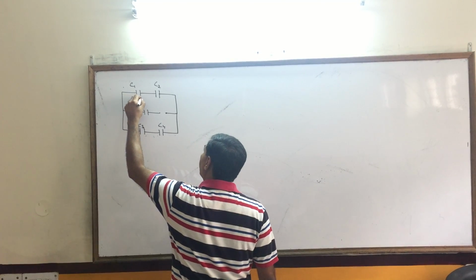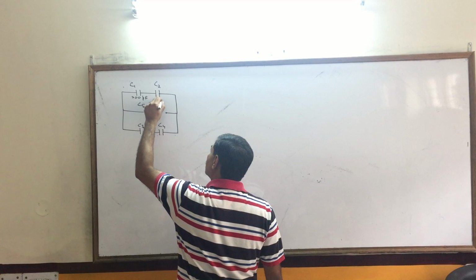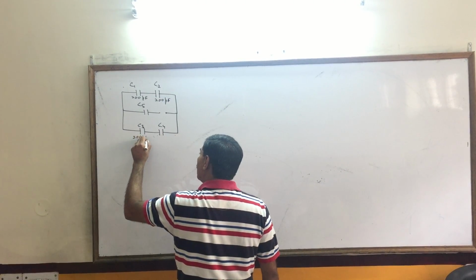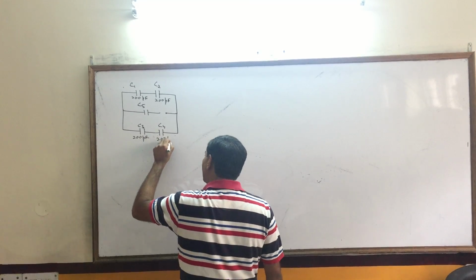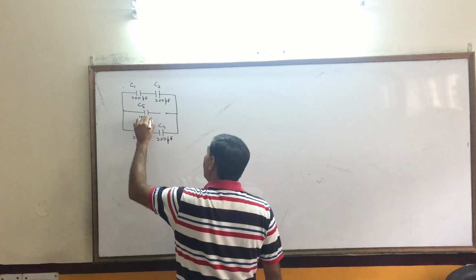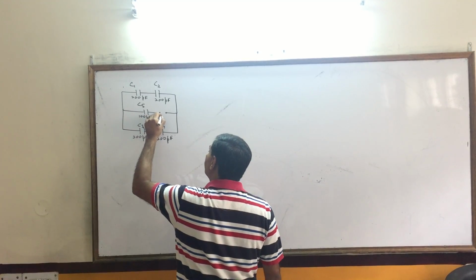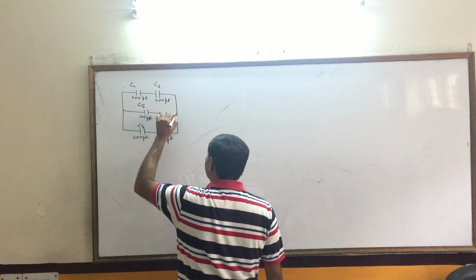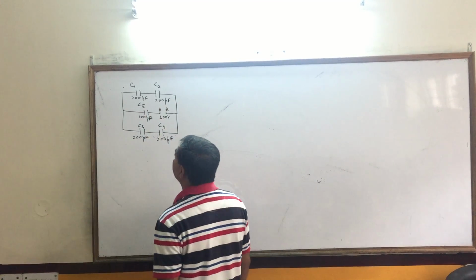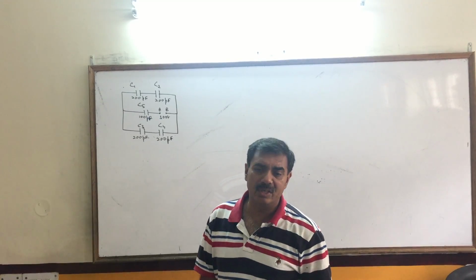This is 200 picofarad. This is 200 picofarad. This is also 200 picofarad. This is also 200 picofarad, and this is 100 picofarad. And you have a potential difference of 300 volts here. You have to find the equivalent capacity across AB and the charge on each.